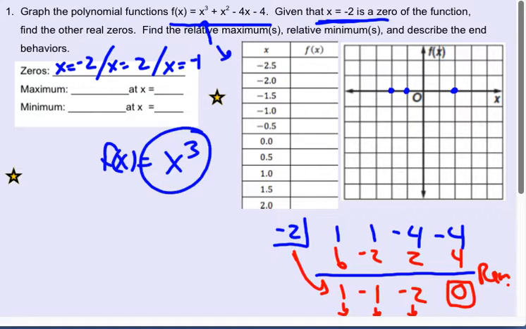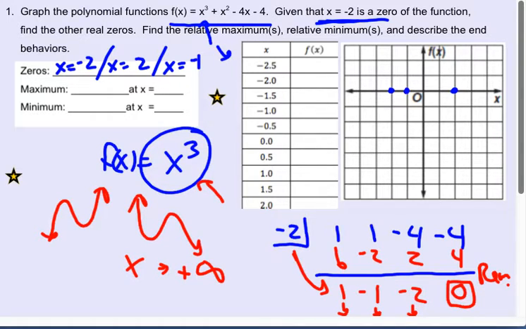Number one, it's a degree of 3, so it's odd. So my end behaviors are going to go in opposite directions. So it would look something like this, or it would look something like this. So which one is it? Well, being it's positive x cubed, as x approaches positive infinity, that's this side of my graph over here, going positive, the right-hand side.